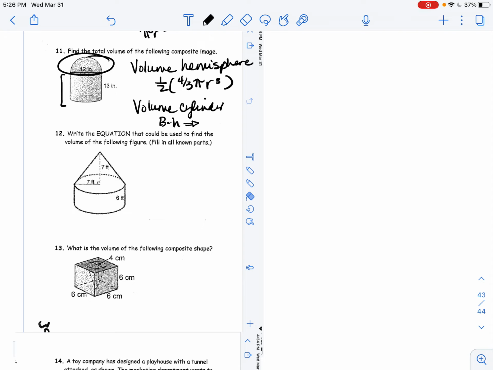And that is just base times height, where the area of your base is a circle. So it's pi r squared times height. We can see that the radius is going to be 6 because it is half of the diameter. And the height is 13. So my volume is 1/2 times 4/3 pi times 6 cubed. And we'll put that into the calculator.